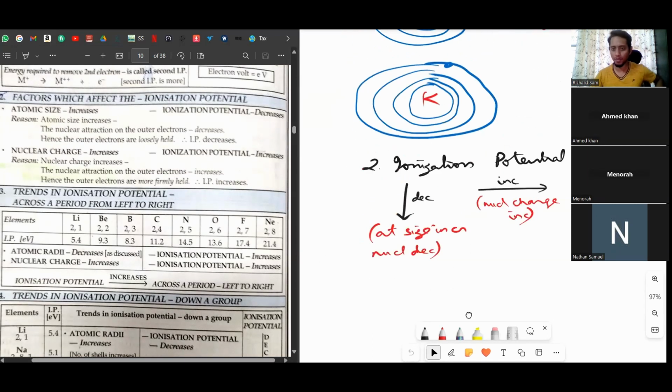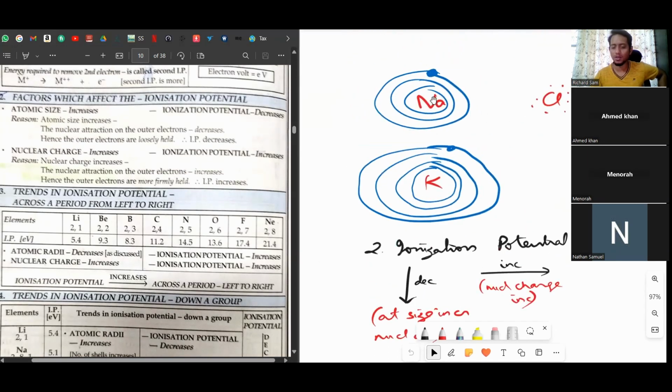See, if I'm drawing these two. Okay. Sodium and potassium. Which one has more nuclear energy? Just nuclear energy. I'm not talking about the attraction to the outermost electron. Which of these two has more nuclear energy? Sodium or potassium? Potassium. Why? Sodium has how many protons?